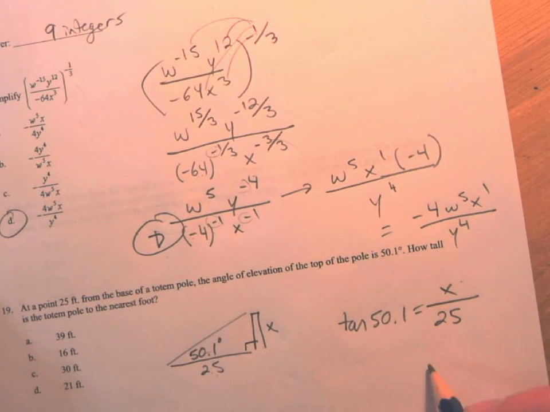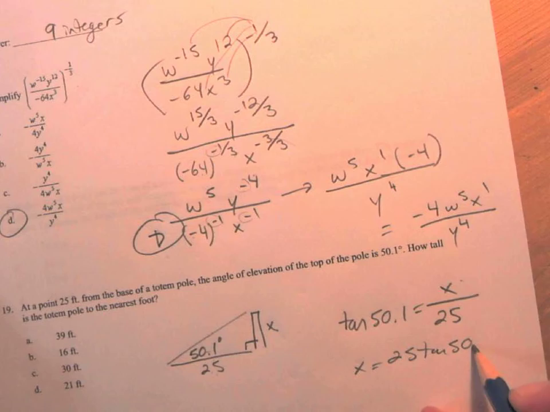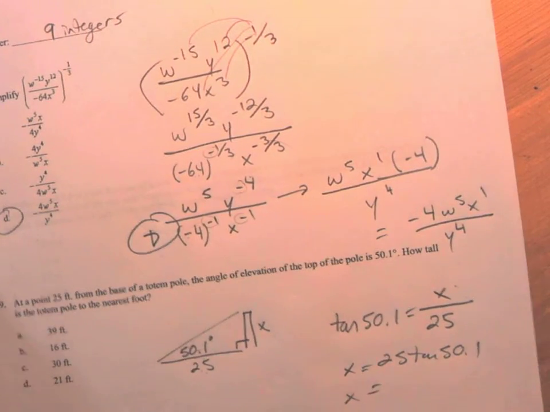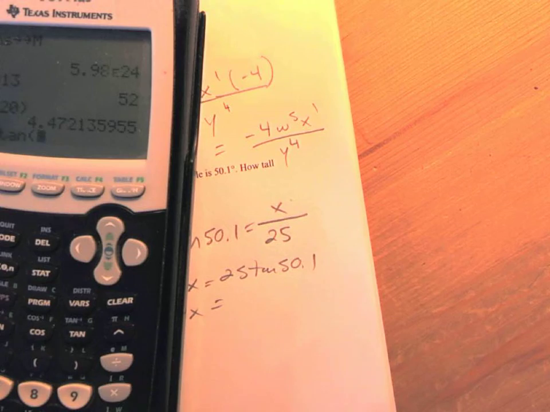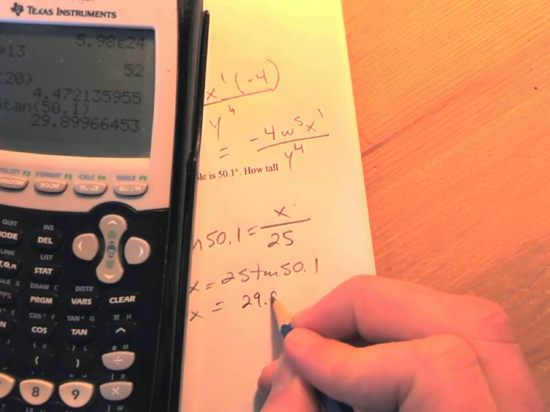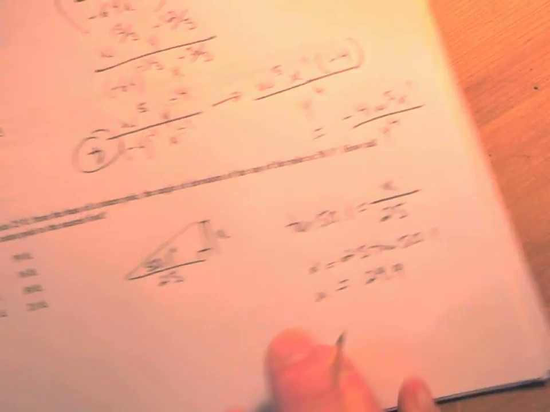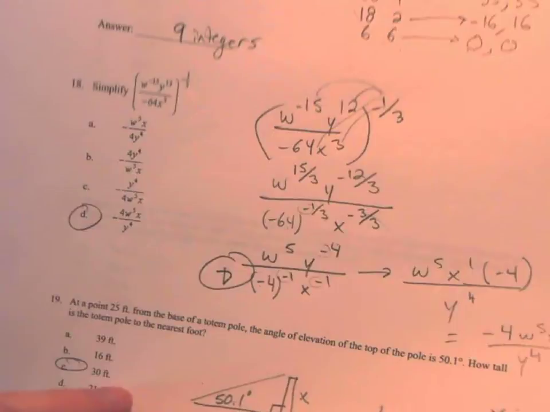Okay, solve for x and we get x is 25 tan 50.1. So there our x is going to be 25 tan 50.1, which is 29.9. So it has to be that C, 30.